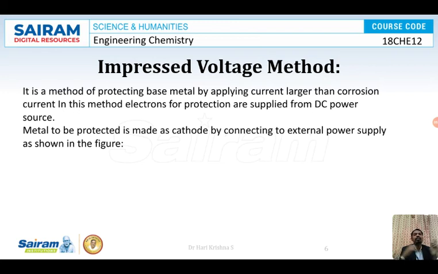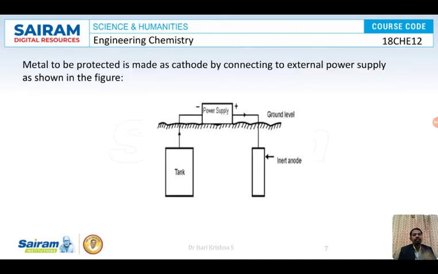It is connected to an external DC power supply, and an impressed voltage, a small voltage, is supplied to the entire structure. Voltage means electrons are supplied. Since the entire structure acting as cathode is getting electrons, it will not undergo corrosion. Care should be taken that equal current is supplied. If we do not supply current equally, small galvanic cells will form, leading to corrosion, and the entire thing may get corroded.